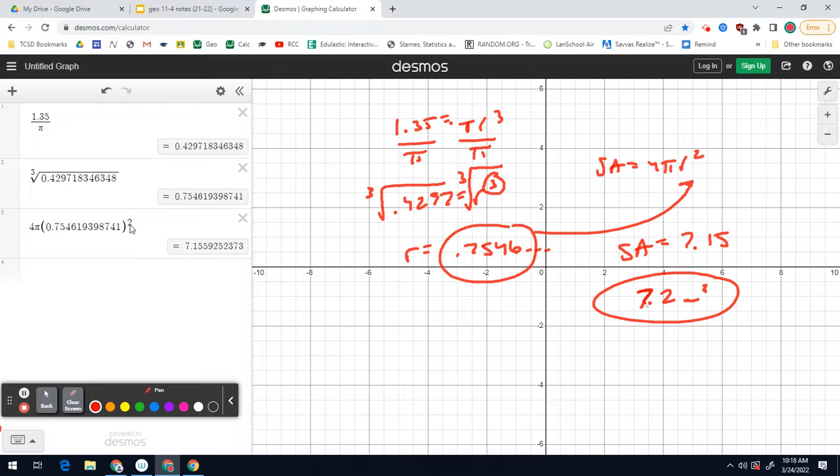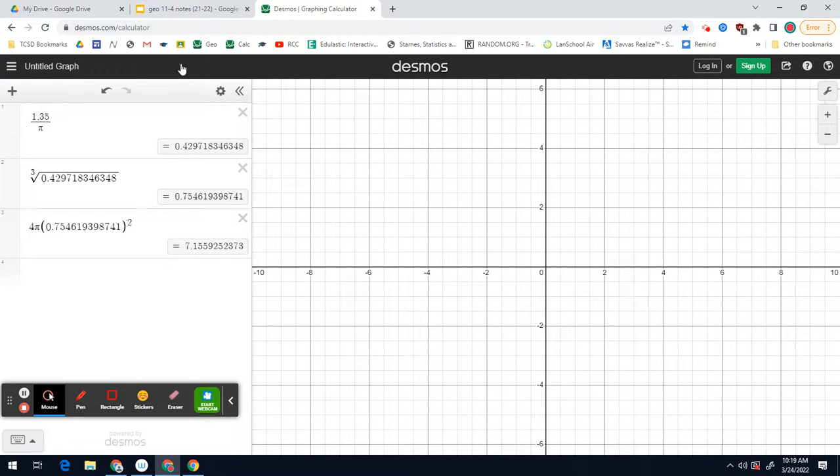Going from volume to surface area, you also might go from surface area to volume as well. If you have to get the r by itself here, you would take the square root if you're working with surface area first. Excellent. All right, next problem.